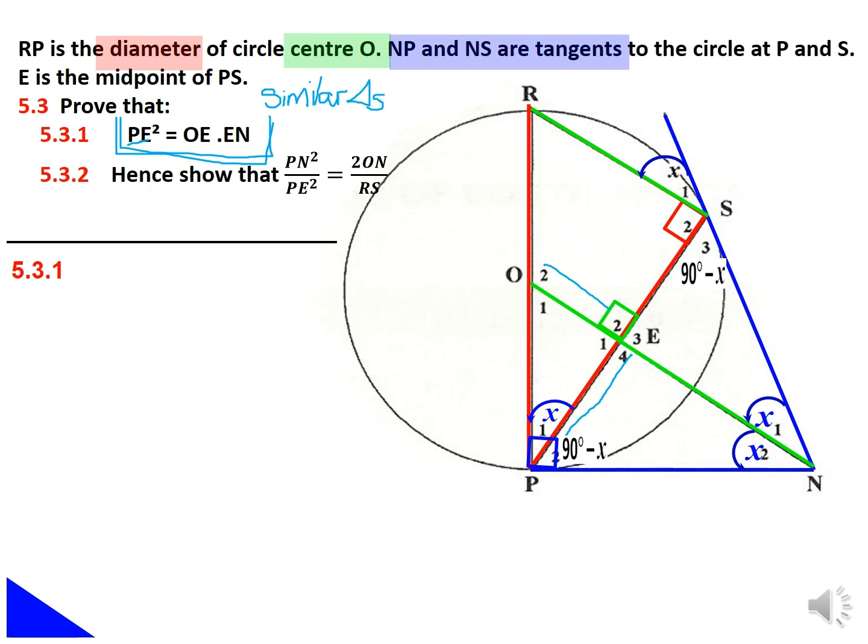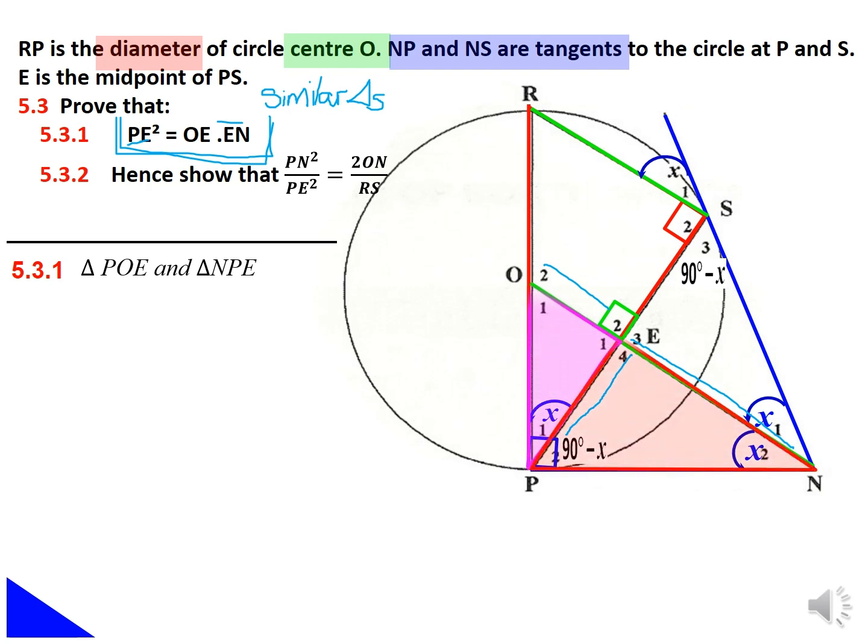Then you look at the next side, which is EN, from E to N. We're looking at that line. So basically, we can say that the two similar triangles are triangle POE and triangle NPE. Once you figure out which triangles are possibly similar, the next thing is to prove it.